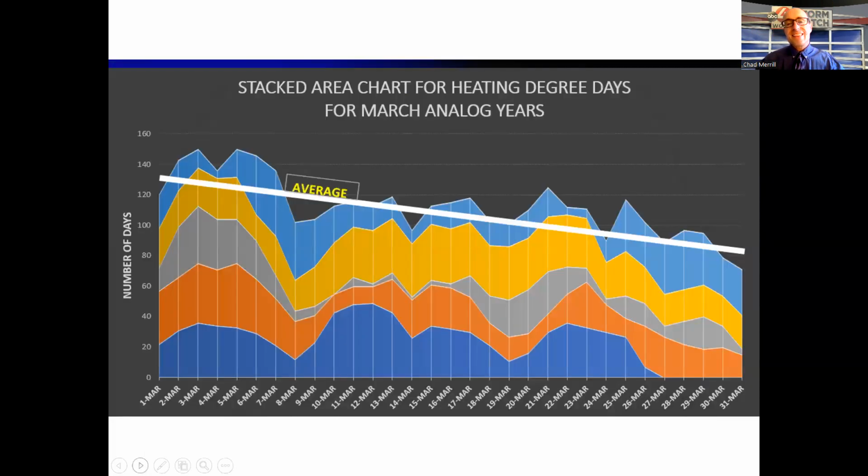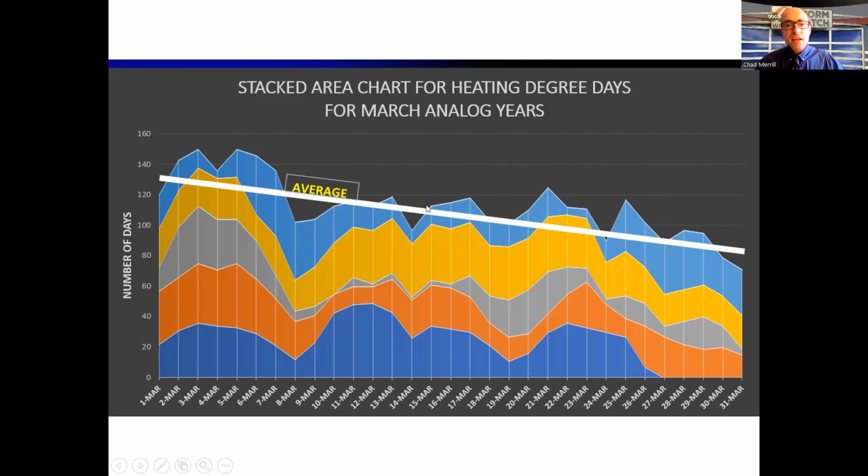When we looked at the heating degree days for March analog years, in March, you tend to see the number of heating degree days decline as the month continues because the average temperature warms up, the sun is out for a longer period of time, and the sun angle is higher. All of that factors into less heating cost for your house because of the warmer temperatures.